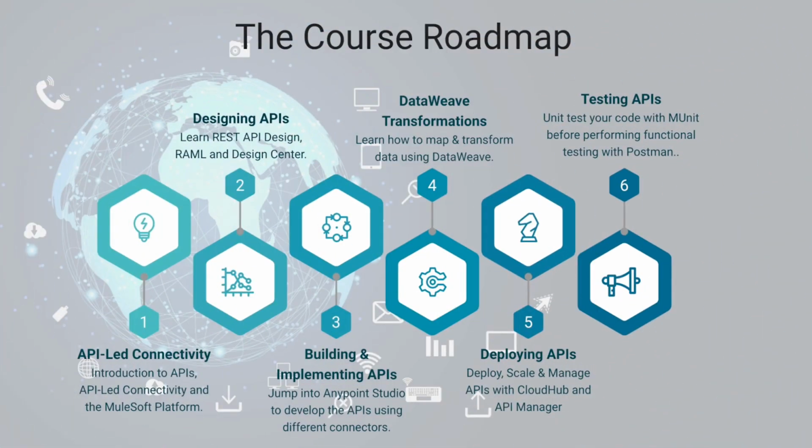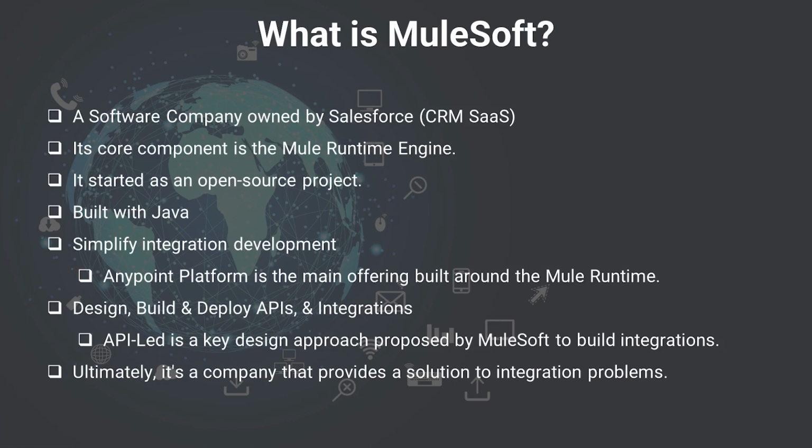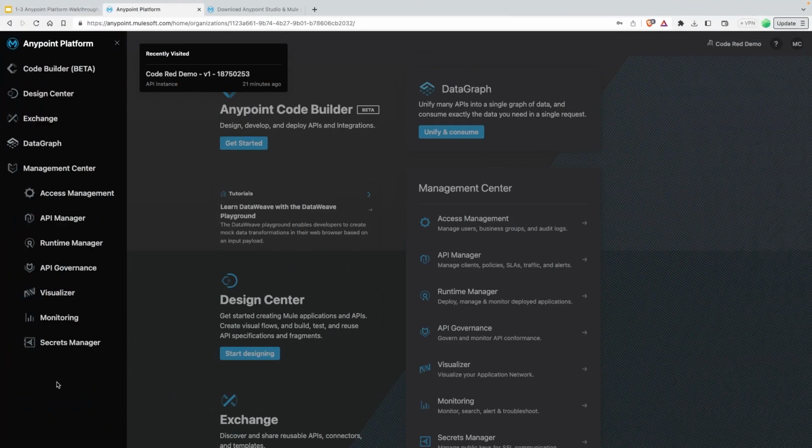So the course roadmap and what will we actually cover? So there's going to be 6 sections covered in the course, each one following a logical step in the API development lifecycle. So section 1 is around API-Led Connectivity, and in that I'm going to give you an introduction to the MuleSoft platform, APIs and API-Led Connectivity.